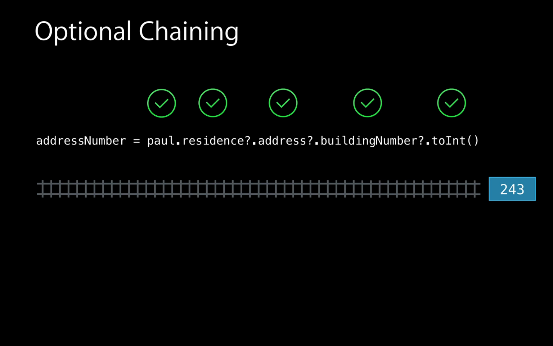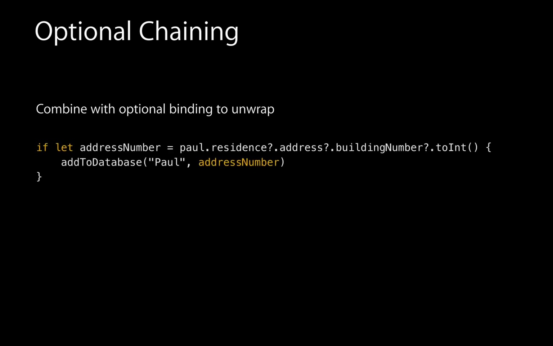But because it's an optional value, if I need to use it as a real integer, I need to unwrap it still. Well, actually, we can combine these operations together, optional chaining and if-let syntax, or optional binding, to test and unwrap at the same time again. So here we can take the entire optional chained expression, evaluate it, see if it isn't nil, unwrap it, and assign it to the address variable. And then we can use it like an ordinary non-optional type, for example, to add it to a database. So that's how optionals work.